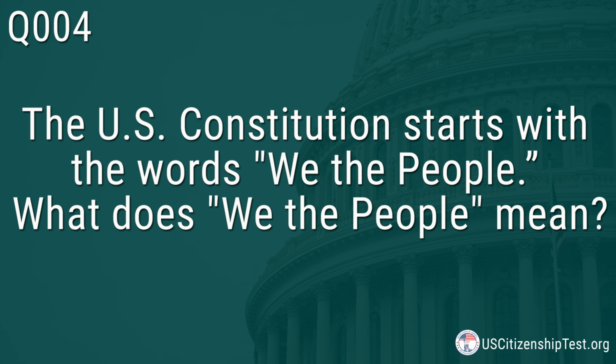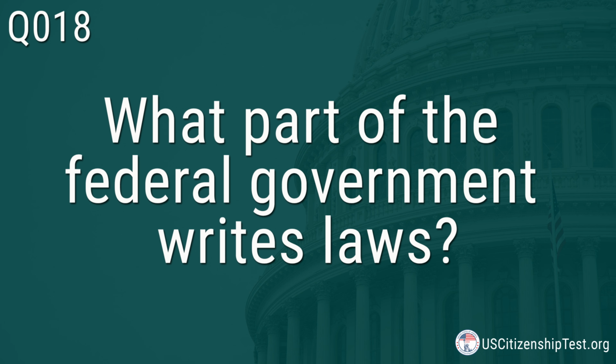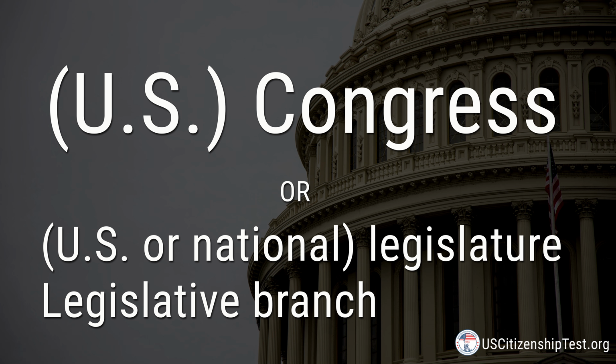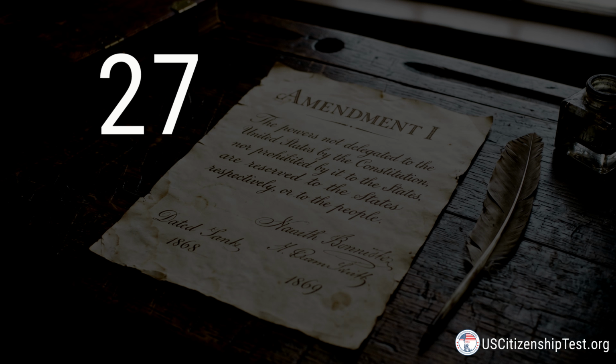The U.S. Constitution starts with the words, "We the people." What does "we the people" mean? Self-government. What part of the federal government writes laws? The U.S. Congress. How many amendments does the U.S. Constitution have? 27.